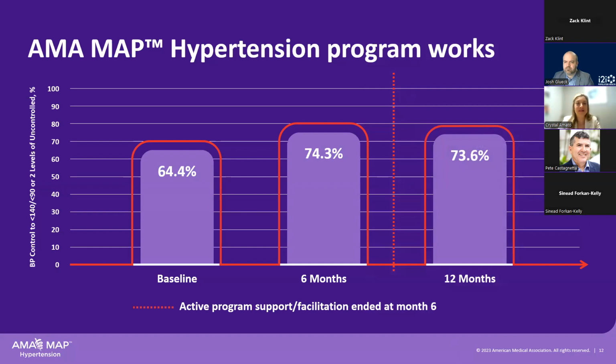And what we know after years of implementing and studying our program nationwide is that it works. This example here is in a practice with over 16,000 patients with hypertension specifically in South Carolina. And this practice had a baseline control rate of 64%. And after 6 months of working with us to implement the program, they saw a 10% improvement in control rate. And after the AMA support ended around 6 months, the really great news is that they sustained their gains even through that 12-month mark.